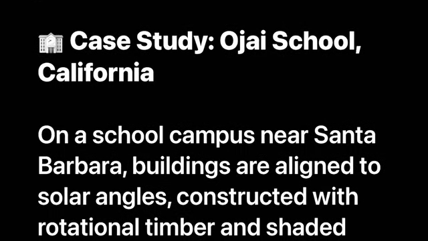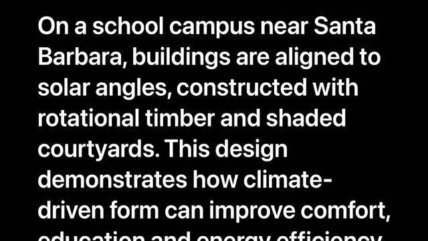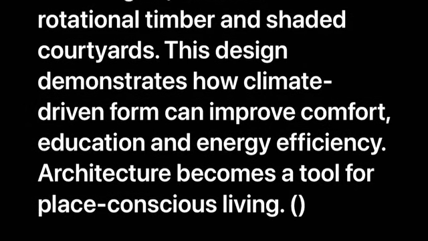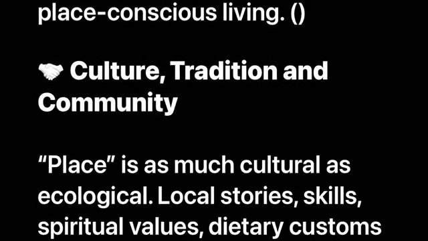Case study: Oji School, California. On a school campus near Santa Barbara, buildings are aligned to solar angles, constructed with rotational timber and shaded courtyards. This design demonstrates how climate-driven form can improve comfort, education, and energy efficiency. Architecture becomes a tool for place-conscious living.